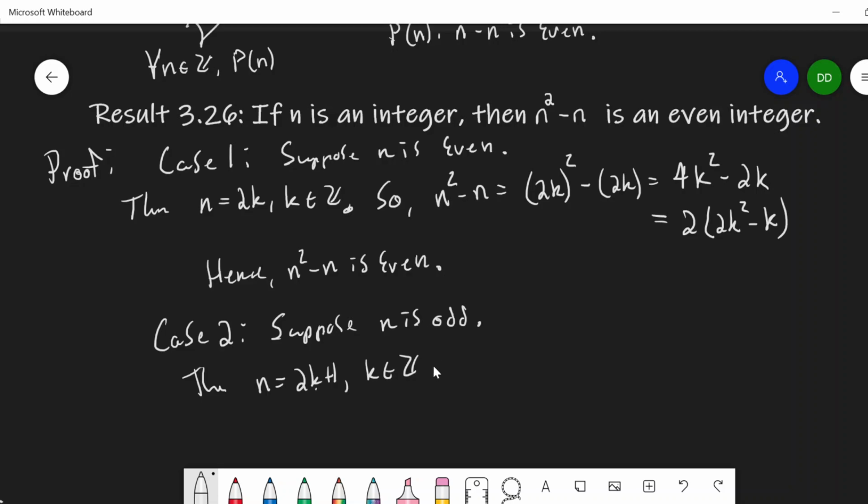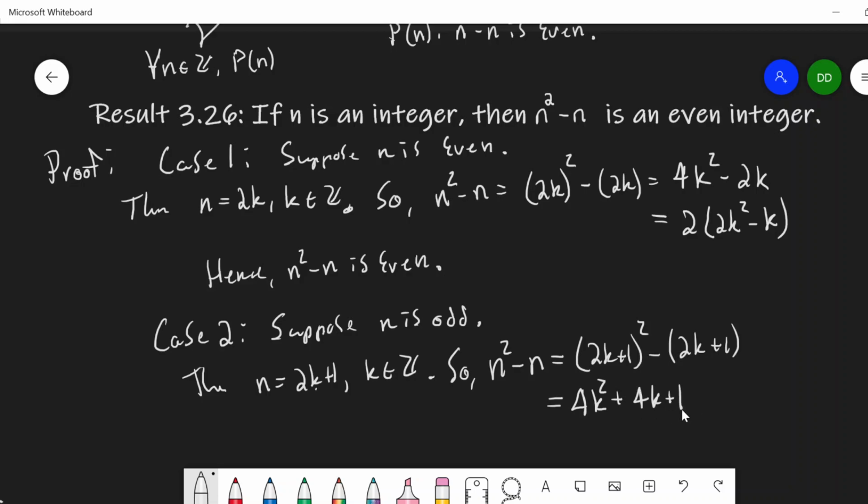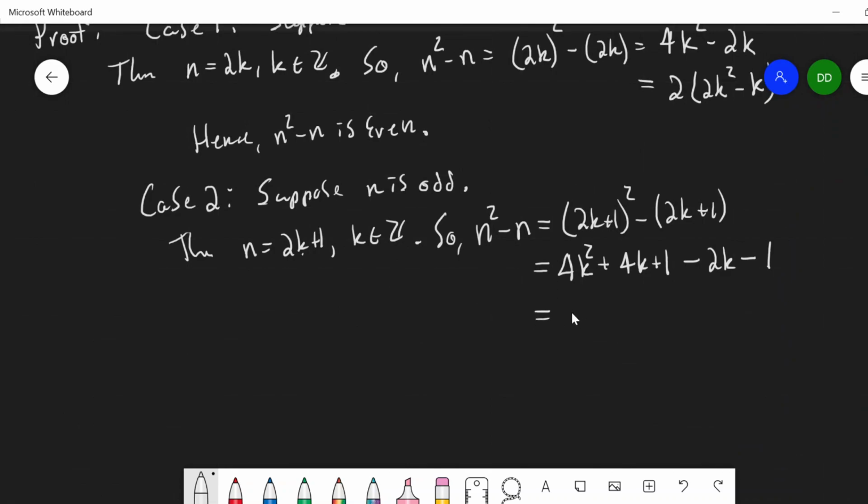n equals 2k plus 1. So again, we can look at n squared minus n. That'd be (2k plus 1) squared minus (2k plus 1). (2k plus 1) squared is 4k squared plus 4k plus 1. And then minus 2k, distribute the negative through, minus 1. So this is 4k squared. I'm going to simplify this by combining like terms. 4k minus 2k, so that's plus 2k. And then I have 1 minus 1. Those guys cancel out, and that's really nice for us, because now we have 4k squared plus 2k.